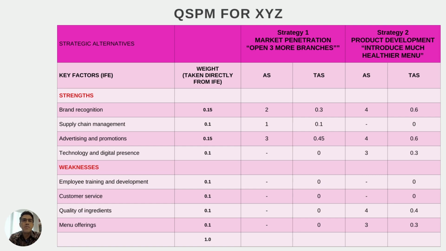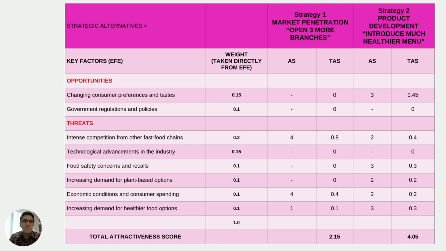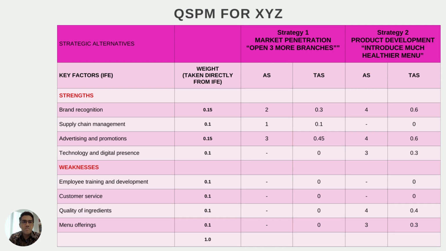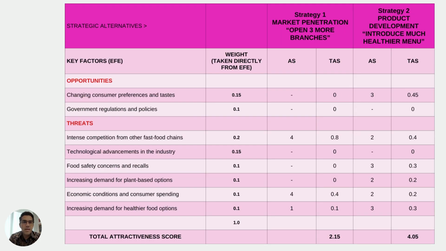So the second step involves identifying the weight, and these weights are also exactly the same weights that you have given in your IFE as well as your EFE analysis. So we use the same weights that we have given for each of these key factors under IFE as well as your EFE analysis. So the same key factors and the same weights that we take directly from our EFE and also IFE analysis.